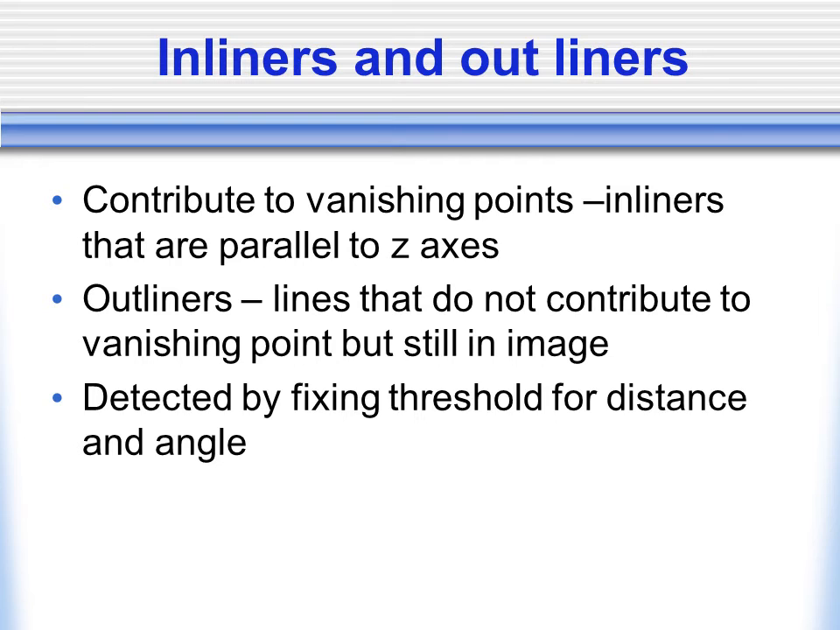The inliers and the outliers are then detected. Inliers are those that contribute to the vanishing point, which are parallel to the z-axis, but the outliers are parallel to the x and y axes. Those are simply lines but do not make any contribution to the vanishing point. I have to remove these outliers and then make the inliers stronger in order to detect the vanishing point.